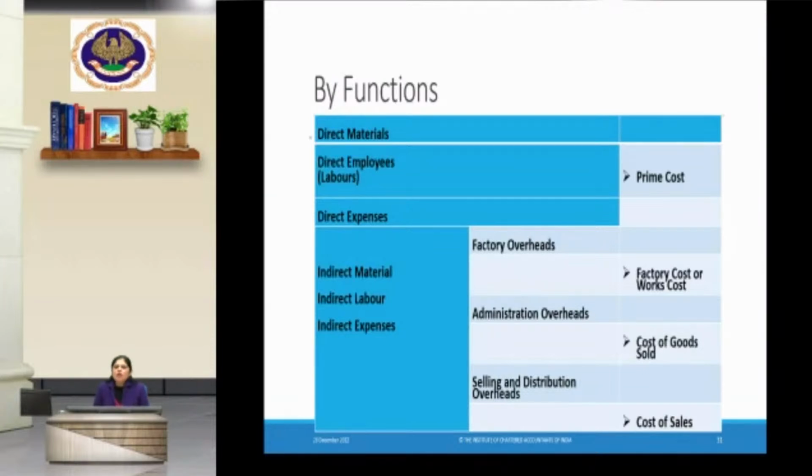All right. To the prime cost, if we add, now I told you there are basically 3 to 4 types of overheads: factory, admin, selling, and distribution. If we add factory overheads to the prime cost, we get the factory cost or the works cost. To the factory cost or works cost, if we add admin overhead, admin means office and administration, we get cost of goods sold. When we add selling and distribution to cost of goods sold, we get cost of sales.